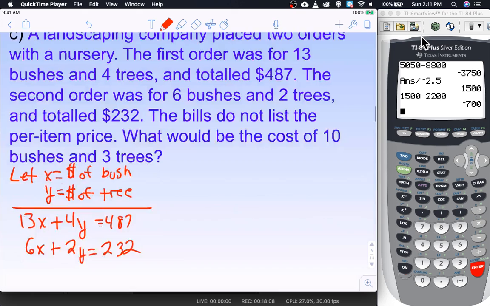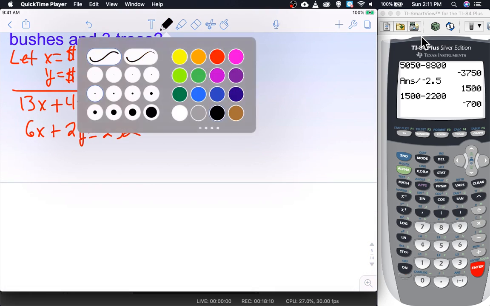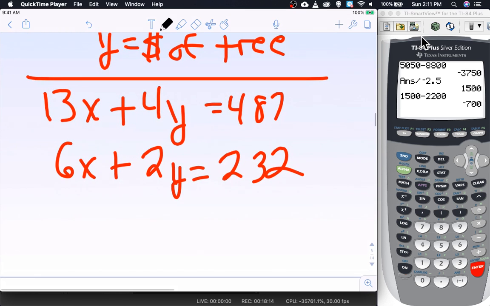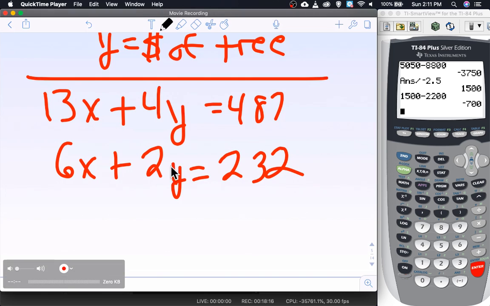All right, so I'm going to solve using the elimination method because that's what I like, and this one's not terribly hard to do. I'm looking at it and I'm going to make my y's eliminate. I know if I multiply this bottom equation by negative 2, this will become a negative 4 and my y's will cancel. So I'm going to make this a negative 4. That's my goal here.